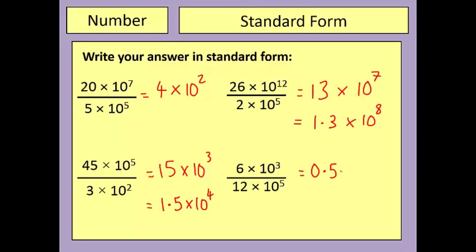times 10, and then 3 take away 5 is actually negative 2. And this isn't in standard form. Now this one's slightly different because this number's less than 1. I need to bring that up to a 5, which means I must have multiplied it by 10. So the other one, I divide by 10 and make it smaller, and 10 times smaller means this negative 2 becomes a negative 3. That concludes your videos on standard form.